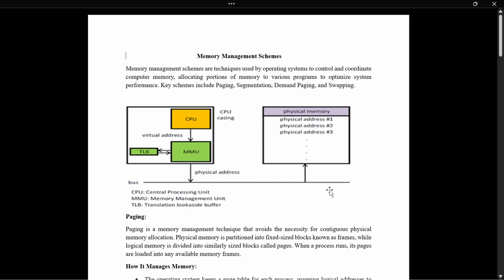Hello everyone. In this video, we'll discuss memory management schemes. Memory management schemes are a technique used by the operating system to control and coordinate computer memory, allocating portions of memory to various programs to optimize system performance. The key schemes include paging, segmentation, demand paging, and swapping. This is a diagram of the memory management scheme.